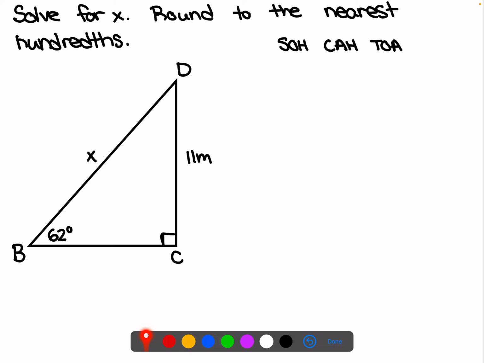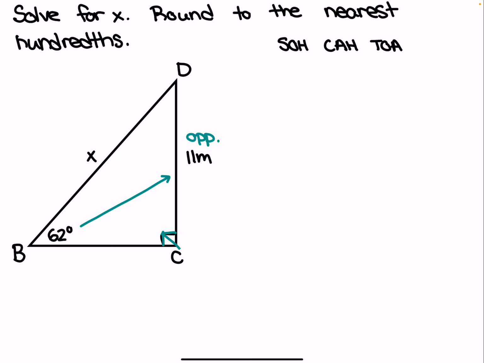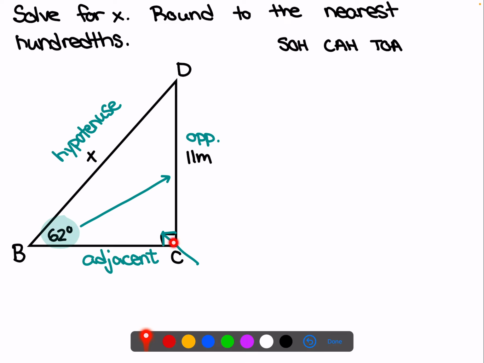Now, the first thing that we need to do is we need to look at the angle. We always focus in on the angle first, and that's 62 degrees. From this angle, we're going to label our sides as opposite, adjacent, and hypotenuse. So the side opposite 62 degrees is 11. The hypotenuse is x, and we don't have anything for the adjacent side. It's just blank, so we just leave it as blank.